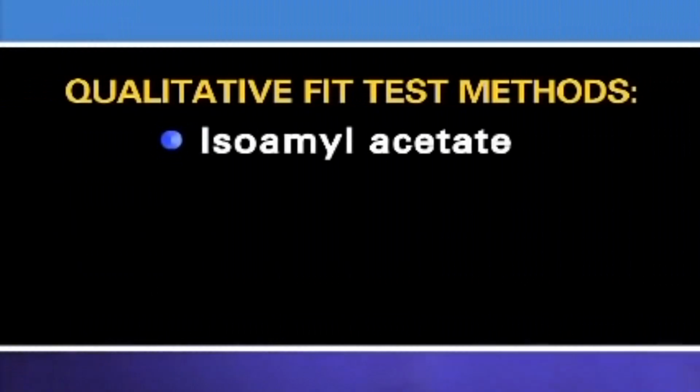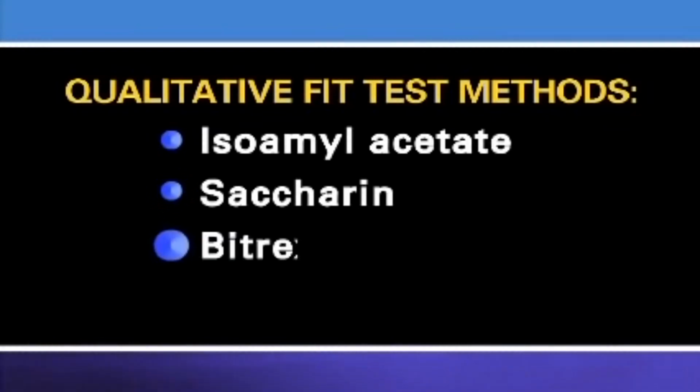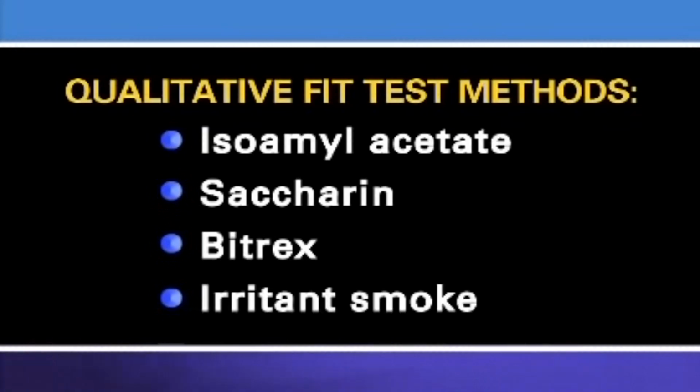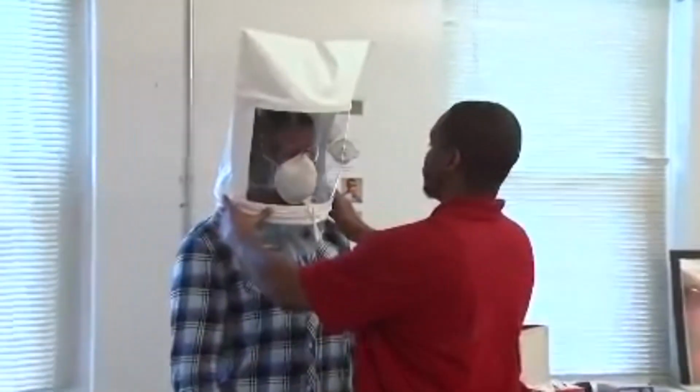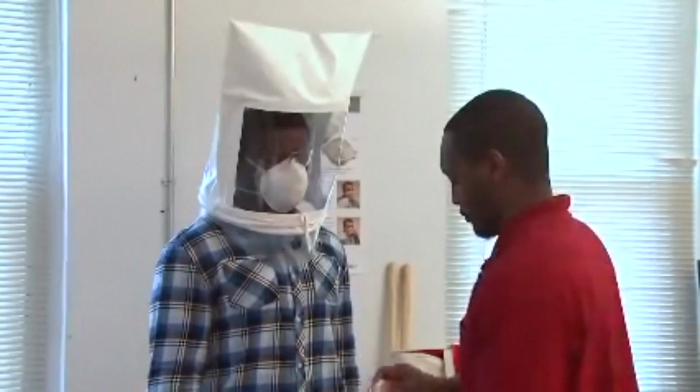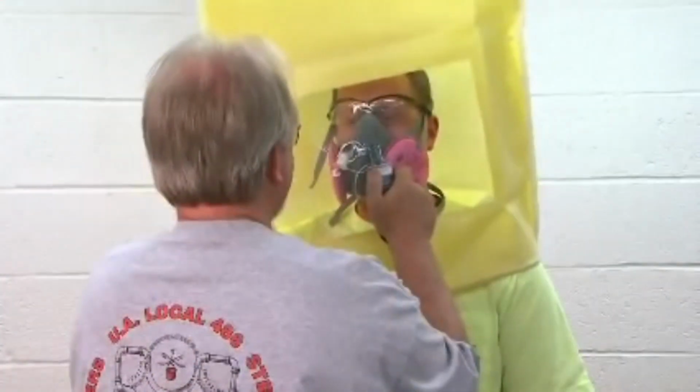Isoamyl acetate, which smells like bananas. Saccharin, which leaves a sweet taste in your mouth. Bitrex, which leaves a bitter taste in your mouth. And irritant smoke, which can cause coughing. Qualitative fit testing is normally used for half-mask respirators, those that just cover your mouth and nose. Half-mask respirators can be filtering facepiece respirators, often called N95s, as well as elastomeric respirators.